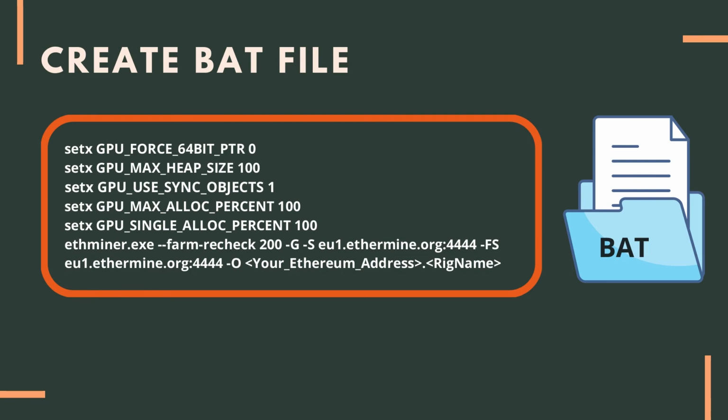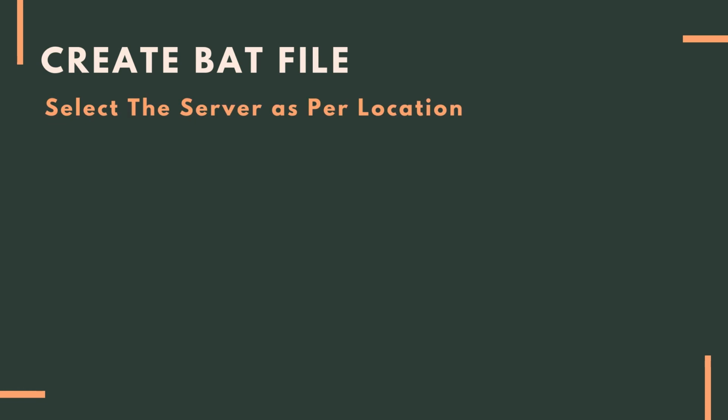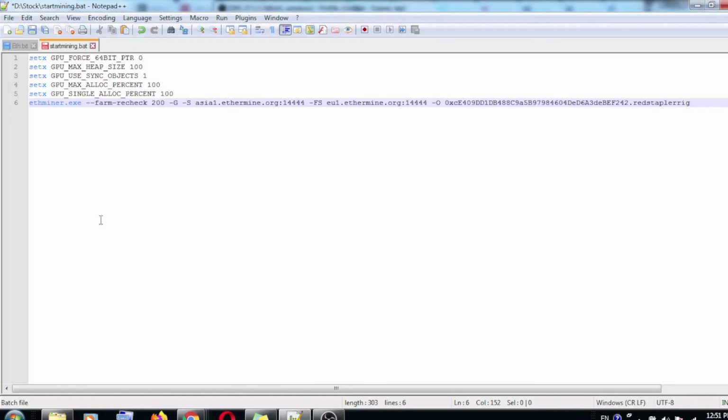Next, you have to edit this file and select the server close to your location along with the backup server. For this, we are using Asia as the main server and Europe as a backup server. Follow this by a dot and your mining machine name. Here is the batch file we already created, that is startmining.bat, where we paste the copied information from the site.